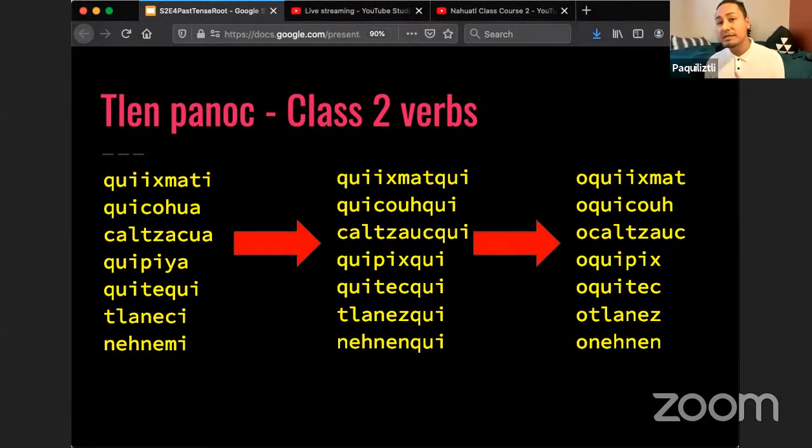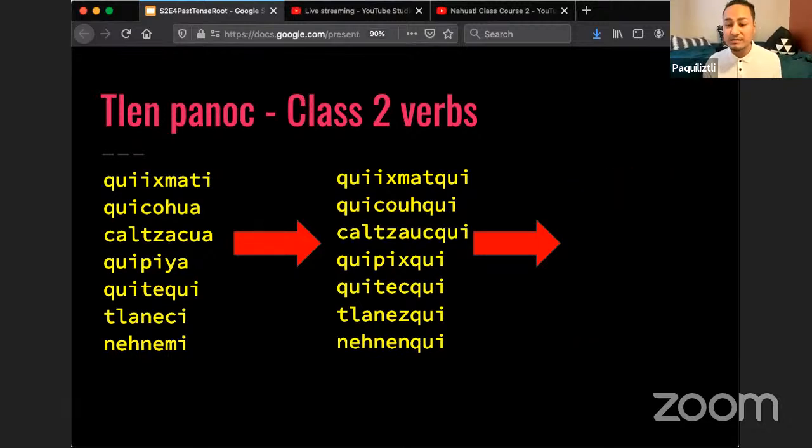Kipishki, okipish. Kitehki, okitek. Tlanesti, otlanes. And nehnenki, onehnen. So in all of these examples, I added the O, but the truth is that sometimes the other varieties, they don't add this O. So this O is actually optional.